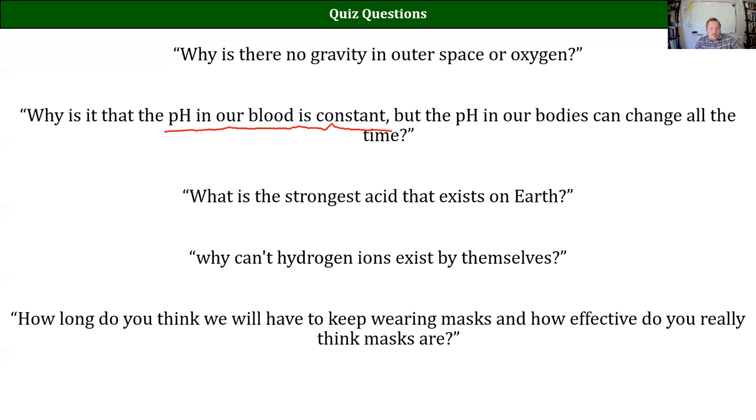And the other one that really makes a big difference is in your mitochondria. Inside the inner mitochondrial membrane is a significantly different pH than the rest of your cell cytoplasm. And that's one of the things that drives the production of ATP.